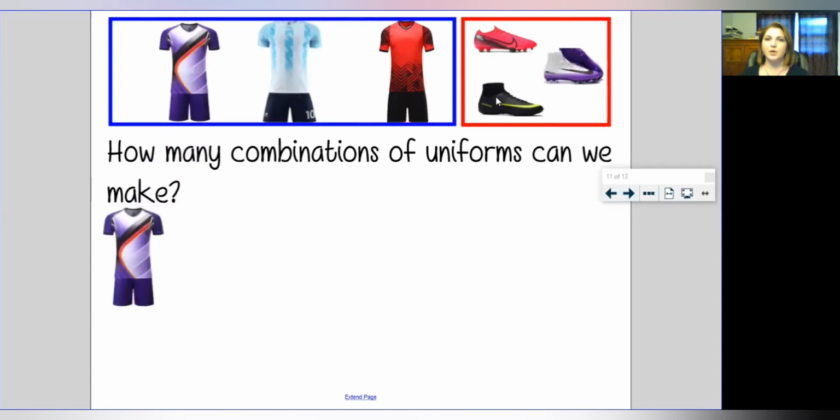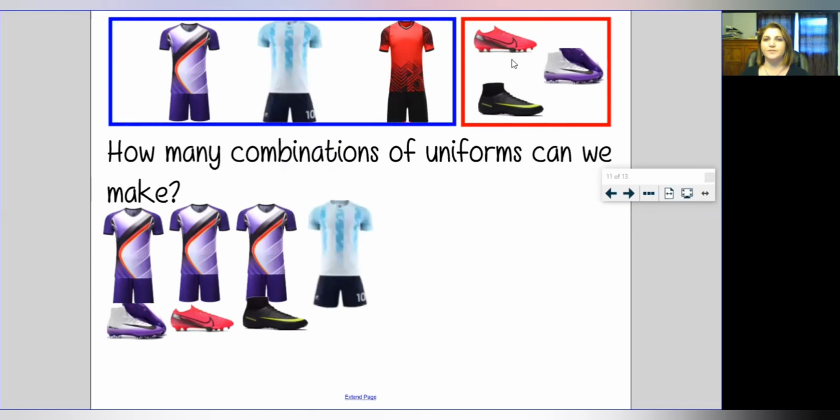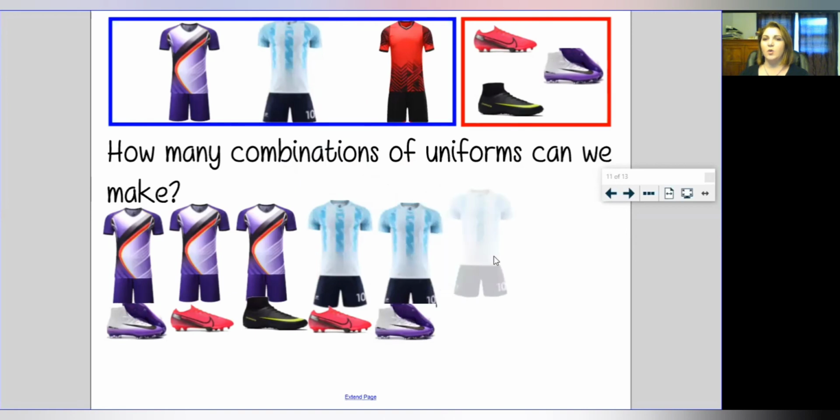I could use the purple uniform, and let's match it with the purple cleats. I could also use the purple uniform and put the red cleats with it. Or I could do the purple uniform with the black cleats. So I have mixed that purple uniform with all of the different types of cleats. Let's take a look at the blue and white uniform. I could pair it with the red cleats, or I could pair it with the purple cleats, or I could pair it with the black cleats.